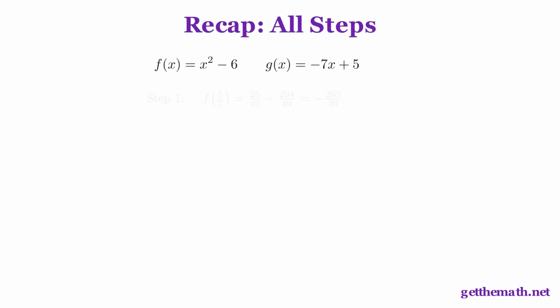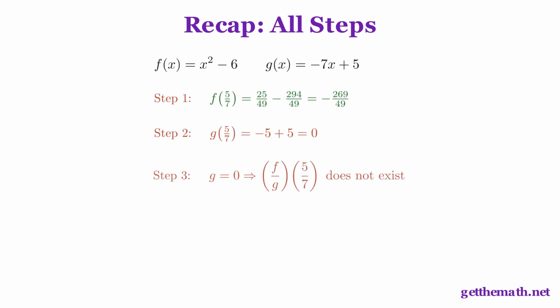Recap. f of 5/7 equals negative 269 over 49. g of 5/7 equals 0. Because g of 5/7 equals 0, the denominator is 0. Division by 0 is undefined. f divided by g of 5/7 does not exist. Always check the denominator function before dividing.